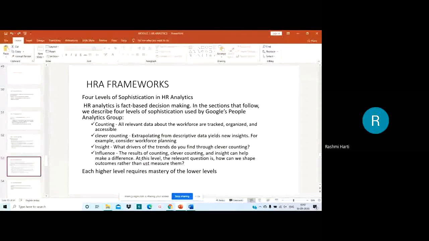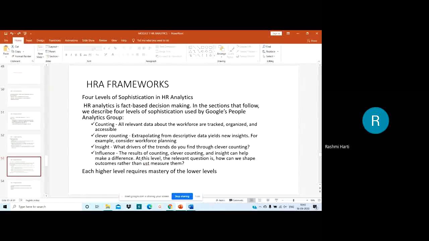So, four levels of sophistication in HR analytics. HR analytics is basically fact-based decision making. In the section that follows, we describe four levels of sophistication used by the Google People Analytics Group. This is one of the analytics groups created by Google. So what do they do? They go in for counting. Counting what? All relevant data about the workforce are tracked, organized, and accessible. Relevant data about the workforce, right? So training provided to the workforce, production given by the workforce, right?